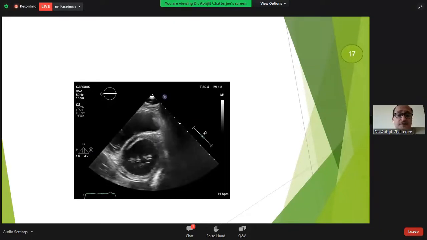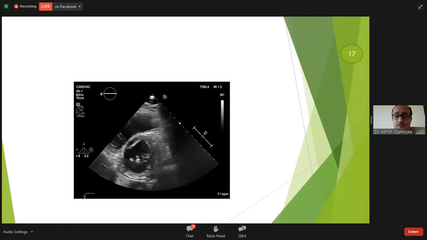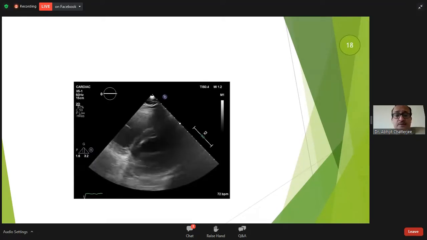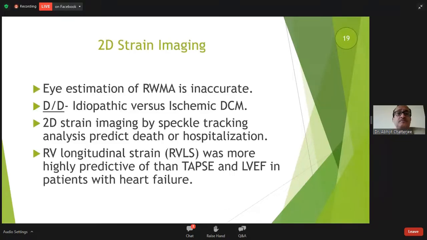Same patient, short axis at the level of the mitral valve. See the posterior wall, posterior inferior wall. Again, same patient. There are problems with eye estimation of wall motion abnormalities.